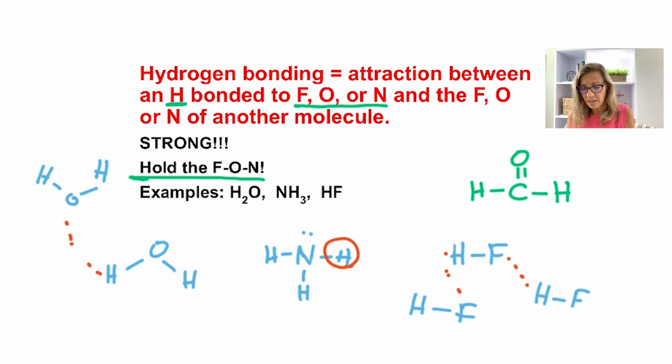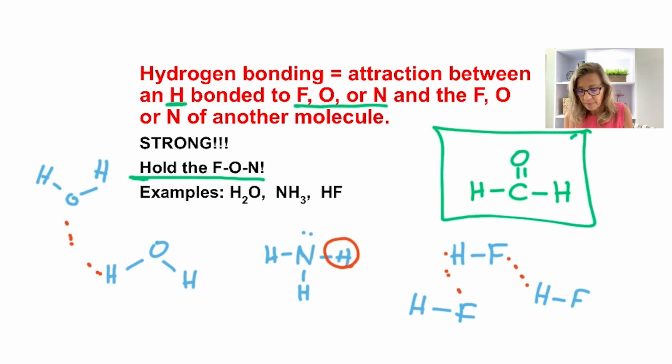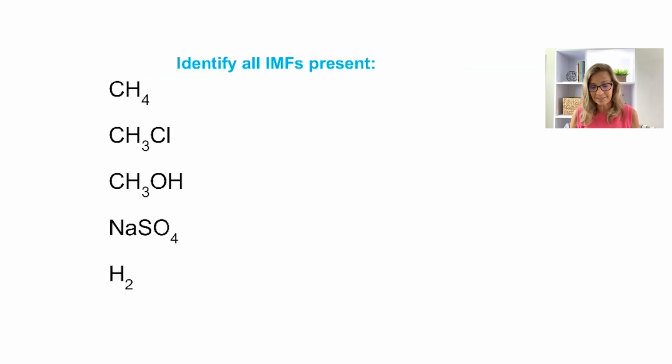Now, I've got a molecule up here. Take a look at this one. I do have hydrogen and I do have oxygen, but is there hydrogen bonding? Is my hydrogen bonded to an F, O, or N? It's not. It's bonded to a carbon. And so there is not hydrogen bonding in this molecule. Now, hydrogen bonding is the strongest force. Then dipole-dipole, and then London dispersion forces are the weakest.